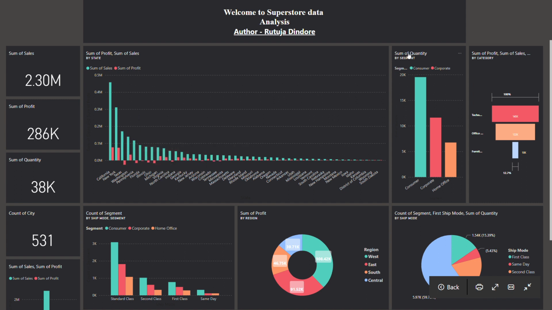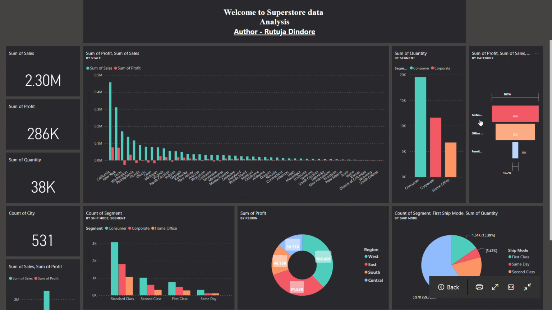Then we have seen sum of quantity by segment. If you have noticed over here, the major segment is the consumer segment rather than corporate and home office. The consumer segment is great and large, that's really a good thing, but the major bulk buying will be coming from the corporate and home office sections. So they should focus on how they will be able to increase the demand from corporate and home office as well, including consumer.